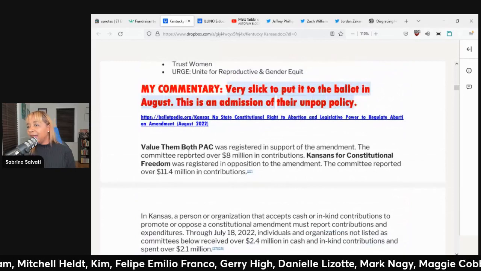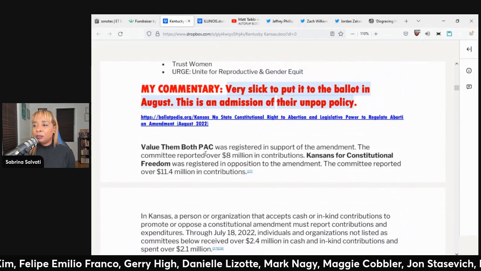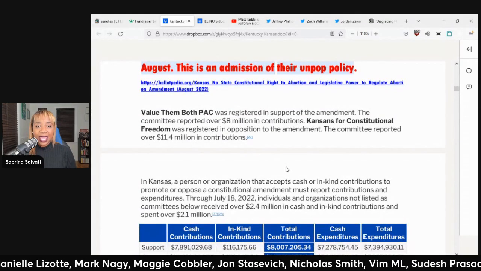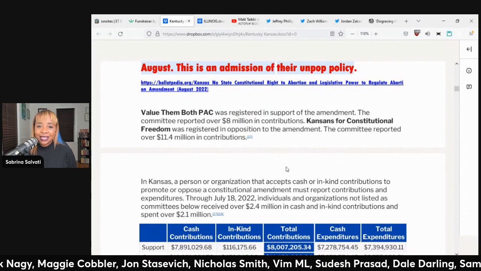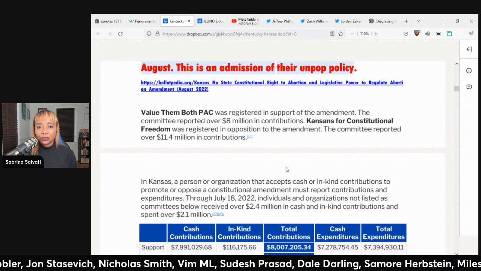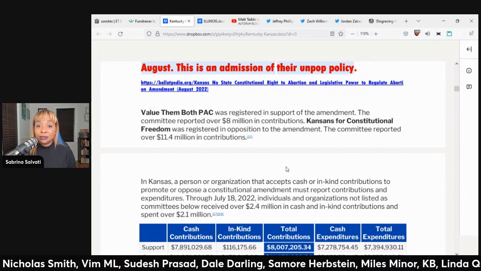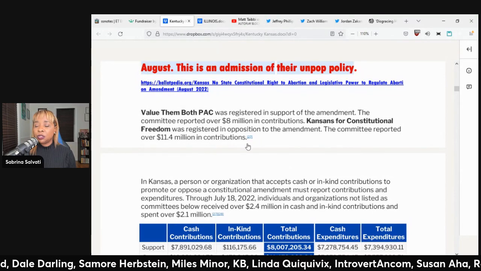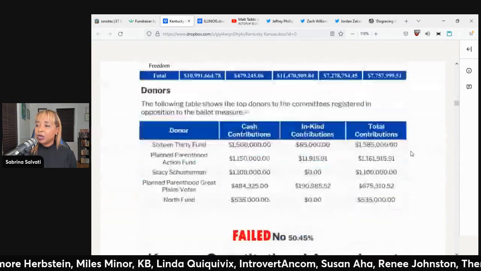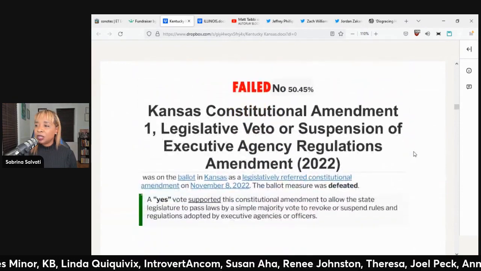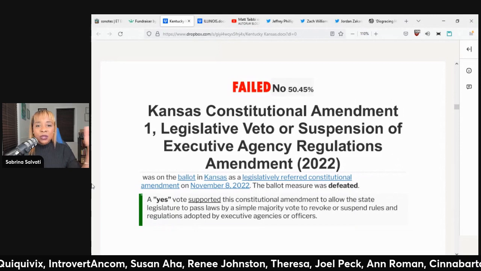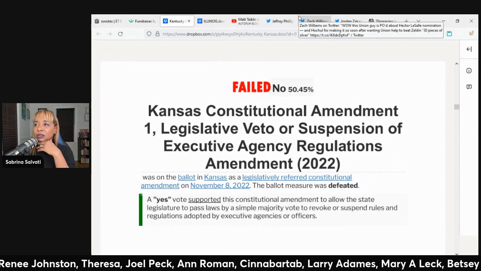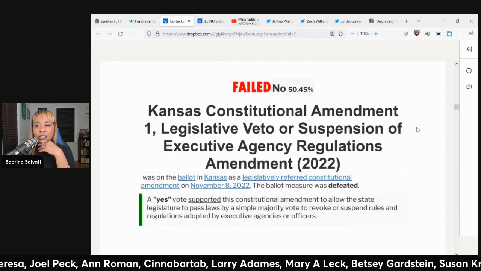Another thing here that I think is important, Value Them Both PAC was registered in support of the amendment. The committee reported over 8 million in contributions. Kansans for Constitutional Freedom was registered in opposition to the amendment. The committee reported over 11.4 million in contributions. Just imagine what that money could have done for people in this country. All these millions and millions of dollars that we just put towards political tasks. This is really interesting to me.